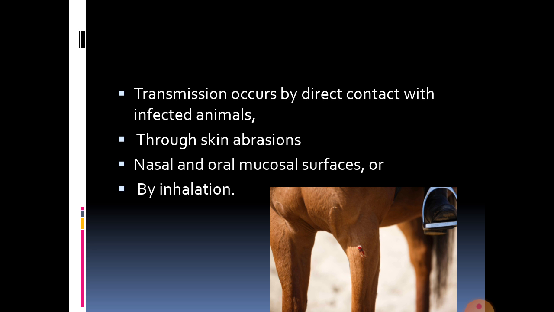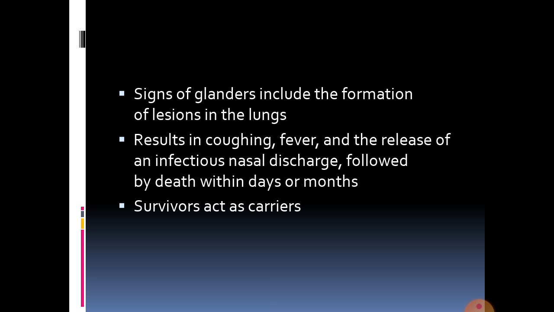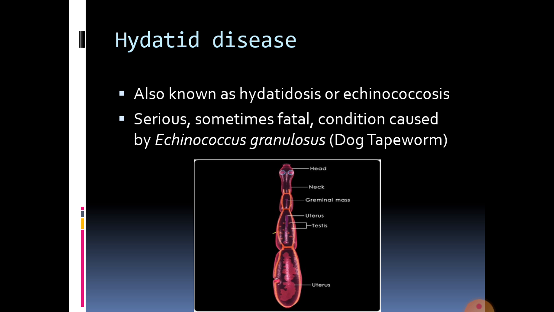Transmission occurs by direct contact with infected animals through skin abrasions, nasal and oral mucosal surfaces, or by inhalation. Signs of glanders include the formation of lesions in the lungs, which results in coughing, fever, and the release of an infectious nasal discharge, followed by death within days or months. And survivors act as carriers.